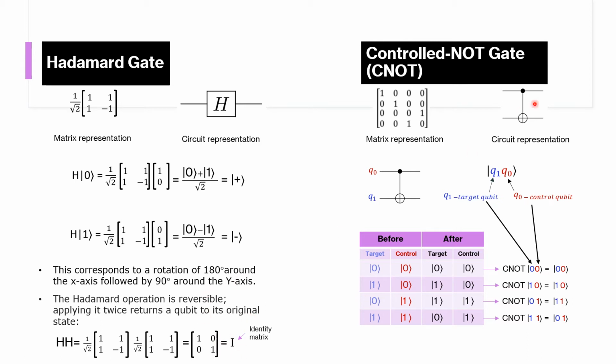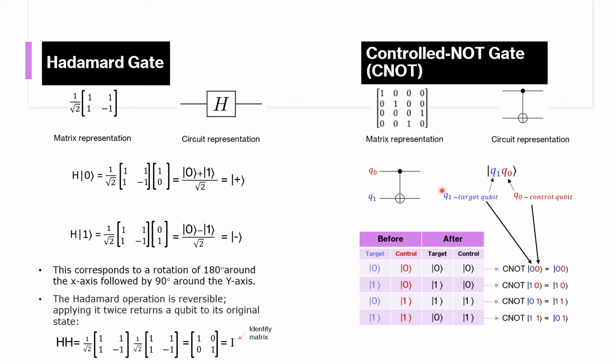We will now look at a 2-qubit gate. This is control NOT gate, CNOT gate. The first qubit is known as control qubit. This is Q0, the control qubit. And the second is known as the target qubit, which is Q1.